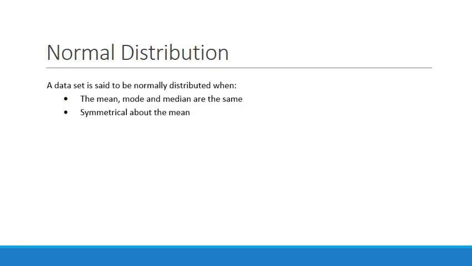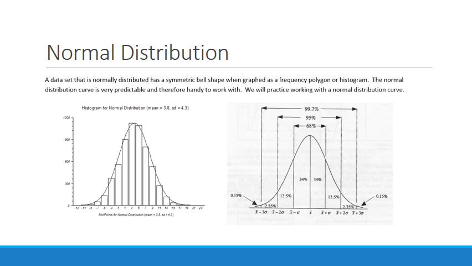Okay, so a little about normal distribution. A data set is said to be normally distributed when the mean, mode, and median are the same. That means it's going to be symmetrical about the mean, which means that half the data is below the mean, or average, and half the data is above the average. A data set that is normally distributed has a symmetric bell shape when graphed as a frequency polygon or histogram.